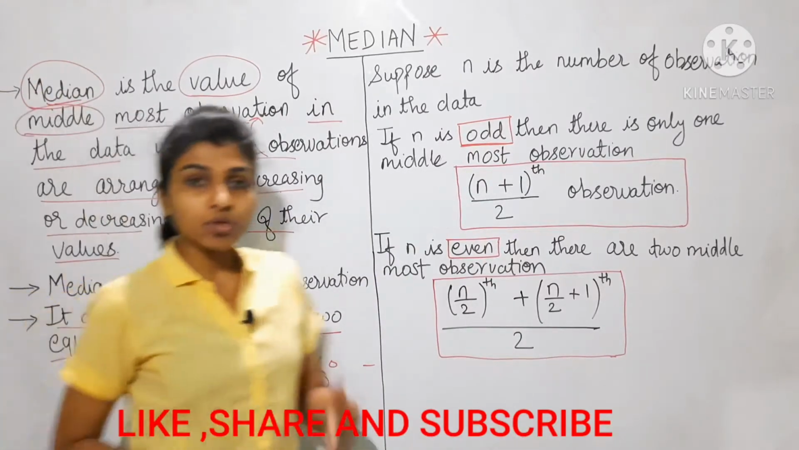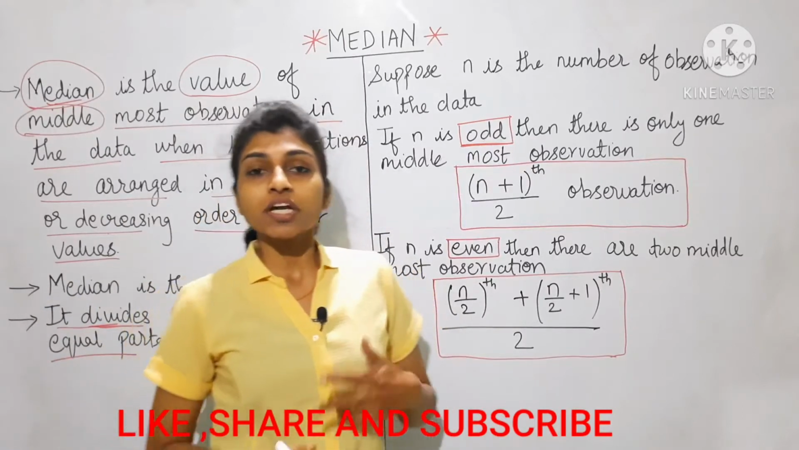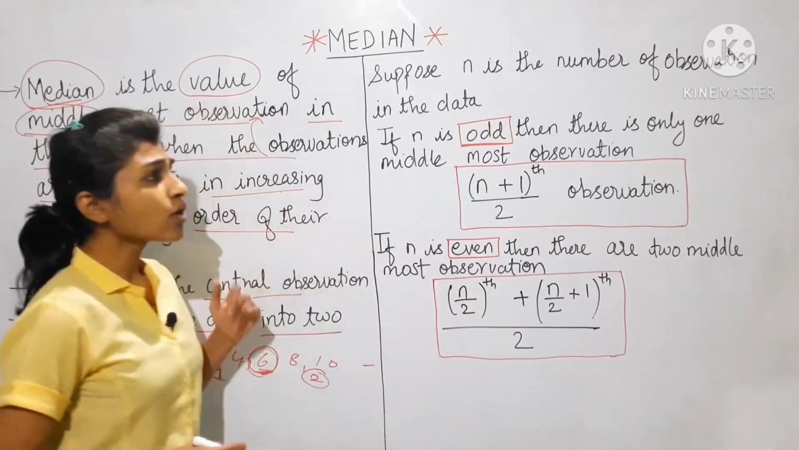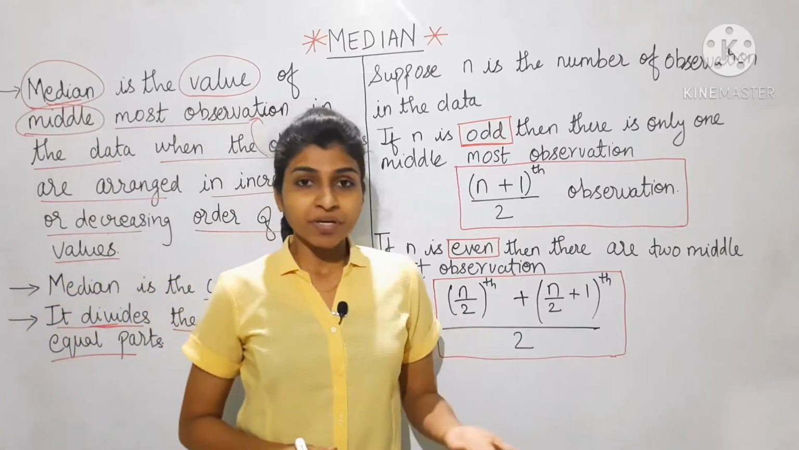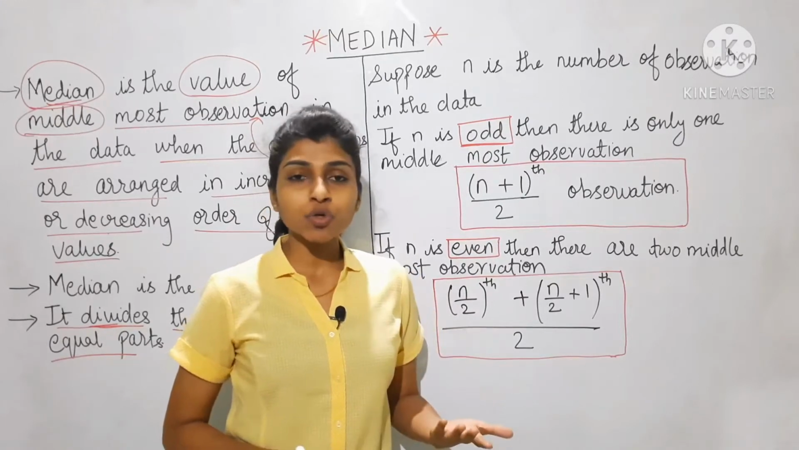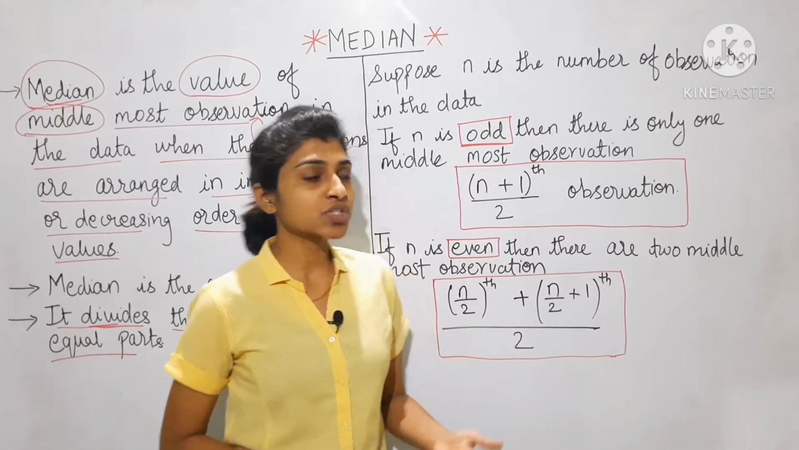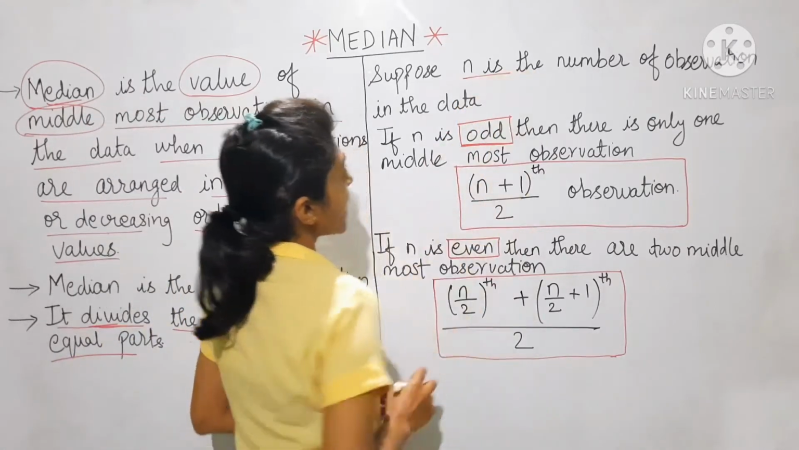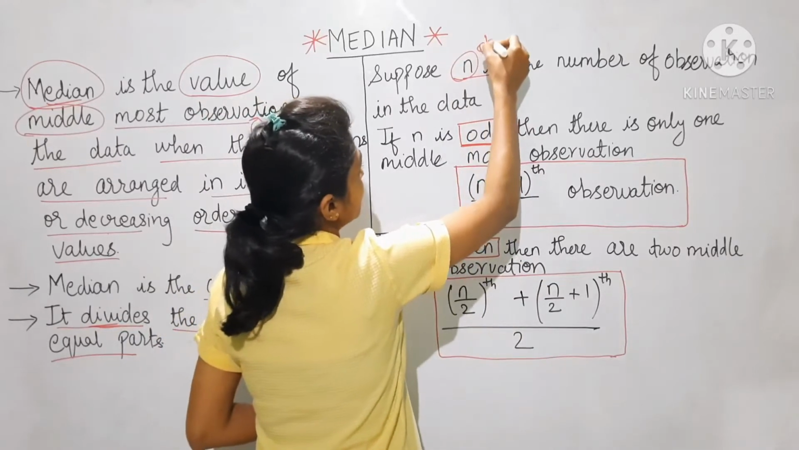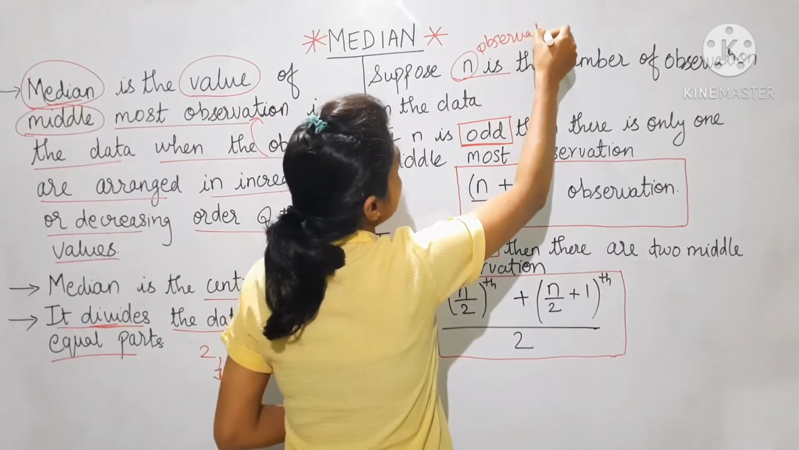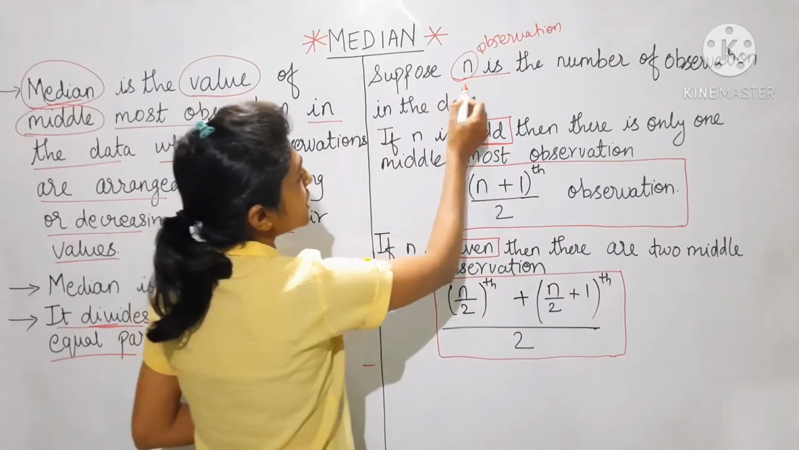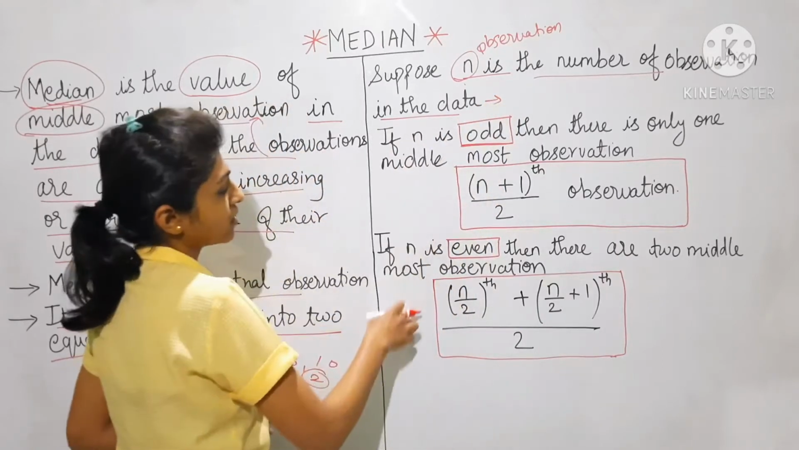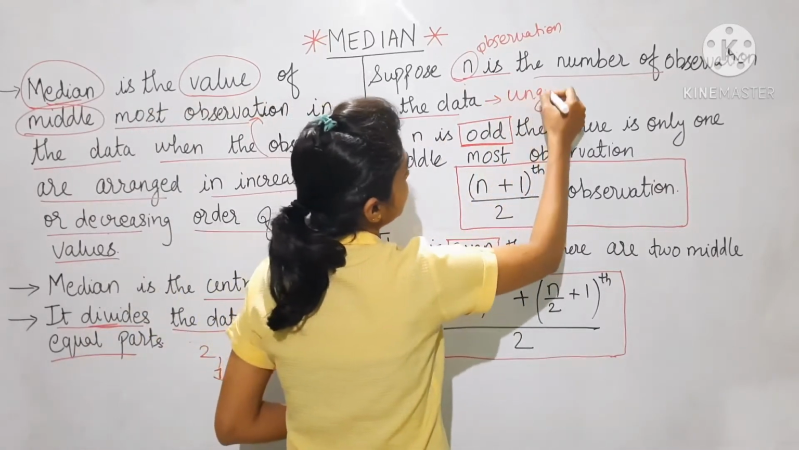Now, to calculate the median we require data. There are two types of data: one is ungrouped data and the second is grouped data. If you want to calculate the median for ungrouped data, which is also called individual observation, there are two methods. Suppose n is the number of observations in the data.